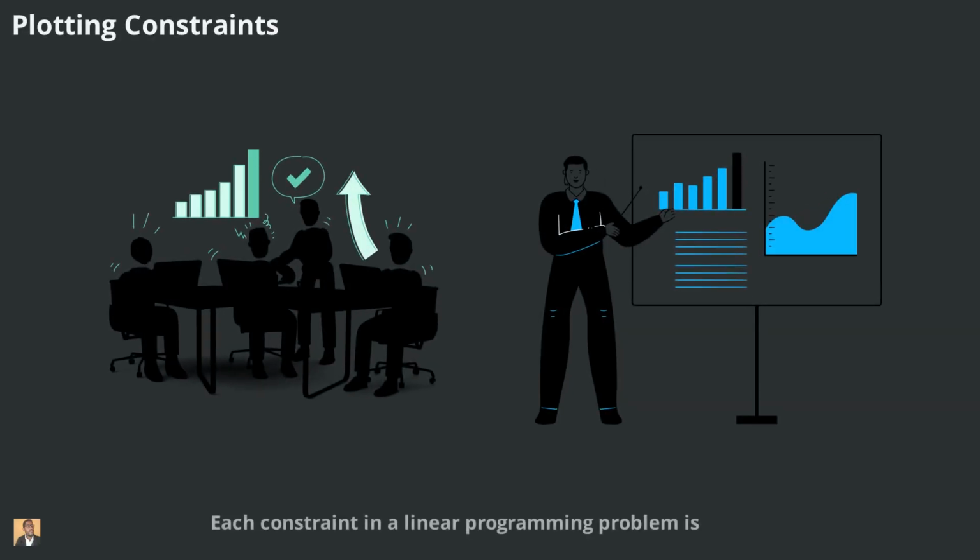Each constraint in a linear programming problem is represented as a straight line on the graph. To plot a constraint, rewrite it in terms of the decision variables and identify the intercepts. Draw the line and shade the area that satisfies the inequality. Repeat this process for all constraints. The intersection of these shaded areas forms the feasible region, which contains all possible solutions that meet the constraints.